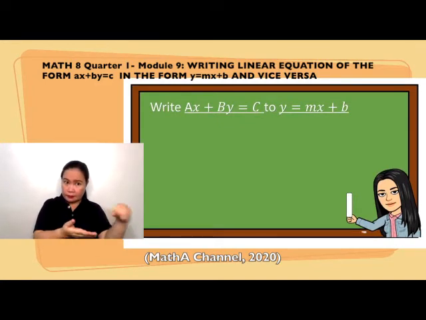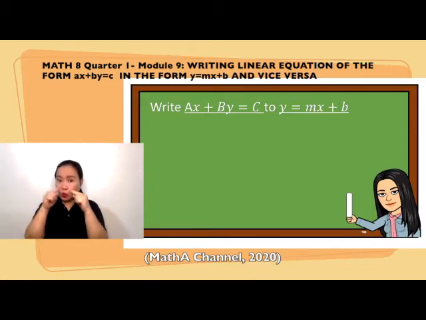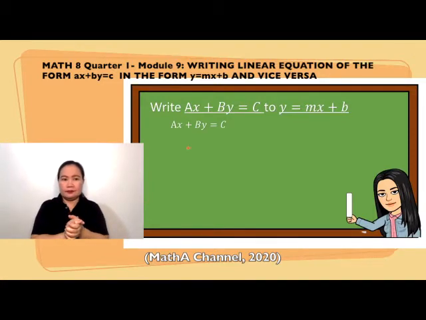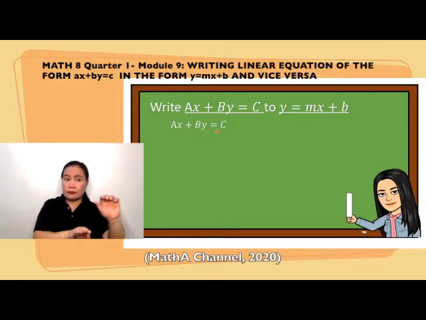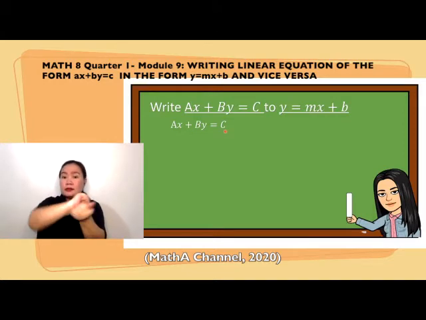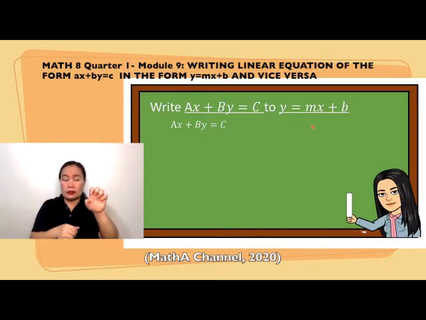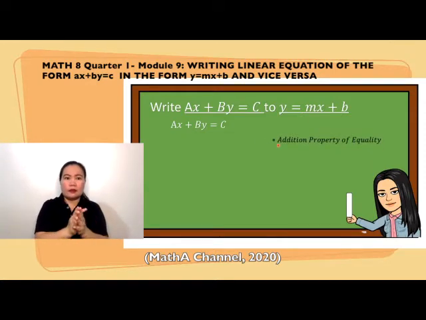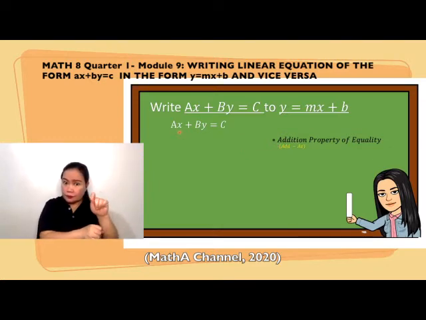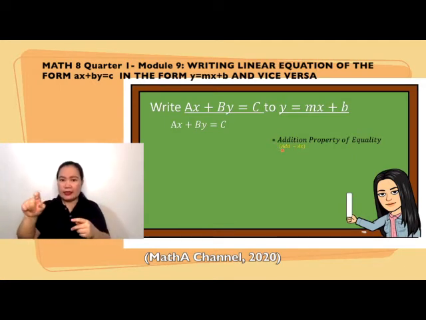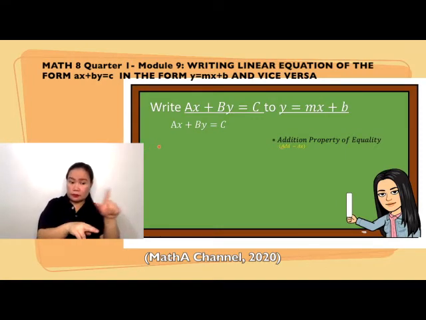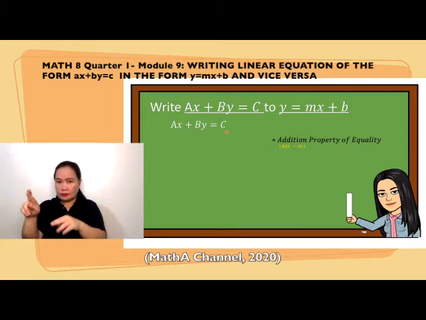Let us write ax plus by equals c to y equals mx plus b. So, ang ating standard form ay ax plus by equals c. So, gagawin natin siyang isang slope-intercept form, which is y equals mx plus b. So, first, we're going to use addition property of equality. So, kukunin natin ang additive inverse ng variable x. So, ang additive inverse ng ax ay negative ax. So, pag sinabi nating addition property of equality, kung ano ang i-add natin sa left side ng ating equation, yun din ang i-add natin sa right side ng ating equation.